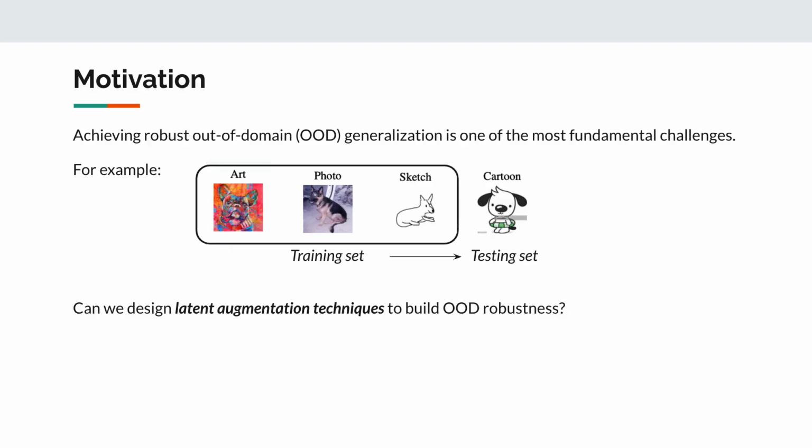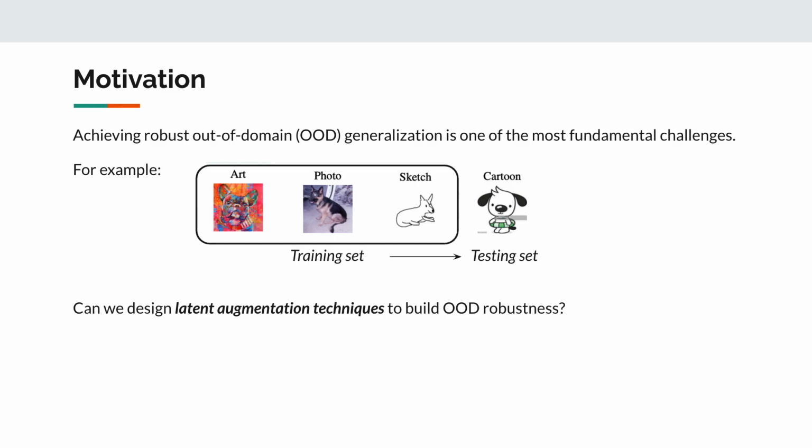As we know, it is challenging for deep learning models to generalize well to samples from domains that are not seen during the training process. Thus, achieving robust out-of-domain or OOD generalization is one of the most fundamental challenges in the field. For example, considering one of the most classic domain generalization datasets PACS, the models trained on art, photo, and sketch domains typically do not perform well in the cartoon domain. There are so many different methods that are proposed to address this issue.